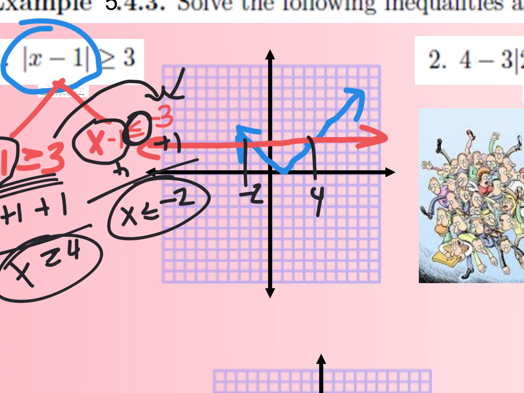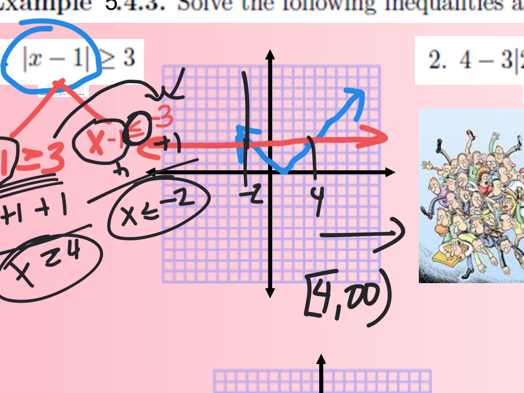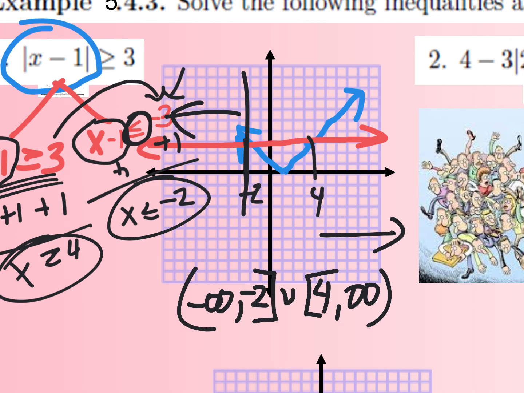But when is the blue one above the red one? Well, from 4 over this way, which would be from 4 to infinity. And it's "or equal to," so I put a bracket. And the other part would be this part, from here over this way, which would be from -infinity until -2. Again, a bracket because it says "or equal to." Union sign in between. Final answer.